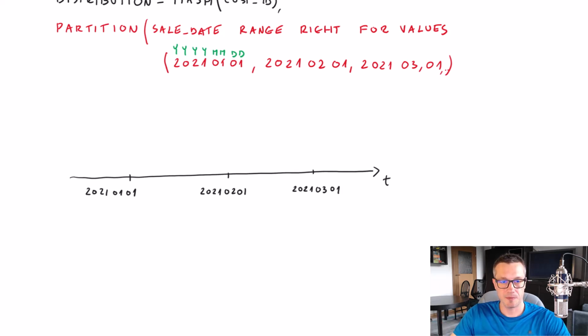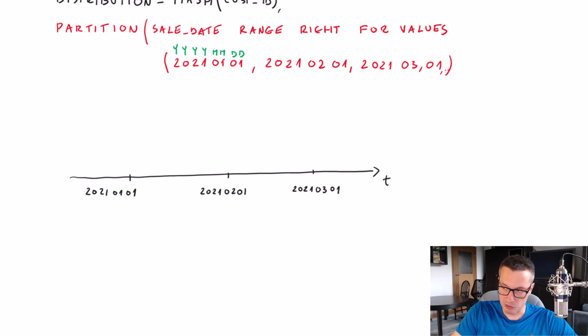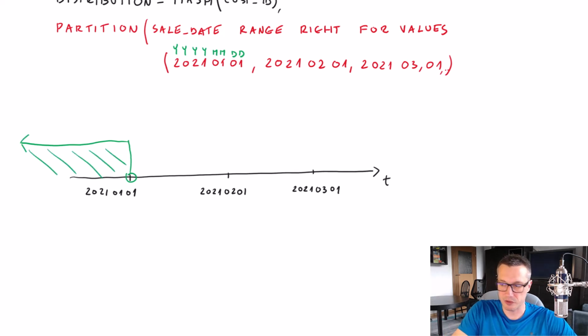And if we define our partitions in this way, it simply means we want to split the whole range of dates by using those points. So the first partition would be like this. It would be all data that falls within this range. So it would be from the beginning of the world till this 1st of January, 2021-01-01.